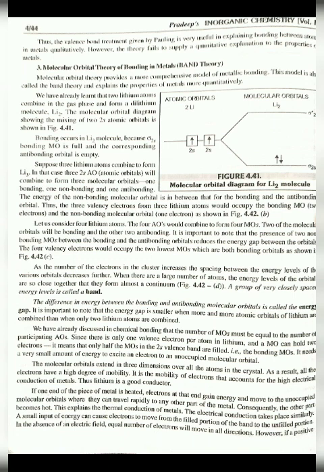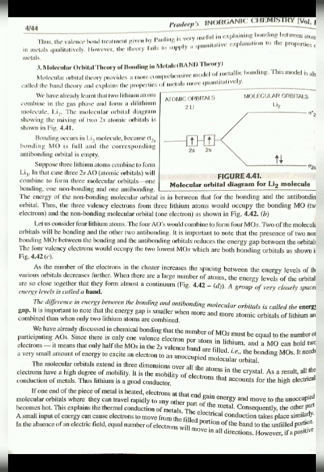Suppose three lithium atoms combine to form Li3. In that case, three 2s atomic orbitals will combine to form three molecular orbitals: one bonding, one non-bonding and one anti-bonding. The energy of the non-bonding molecular orbital is in between that of the bonding and the anti-bonding orbital. Thus, the three valence electrons from three lithium atoms would occupy the bonding MO with 2 electrons and the non-bonding molecular orbital with 1 electron, as shown in figure 4.42.